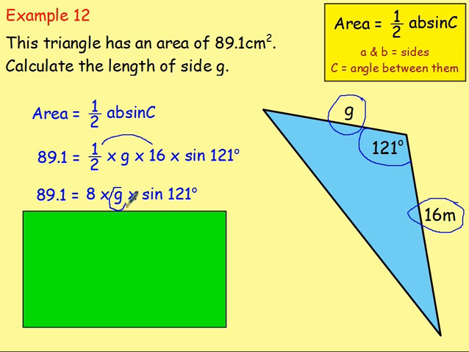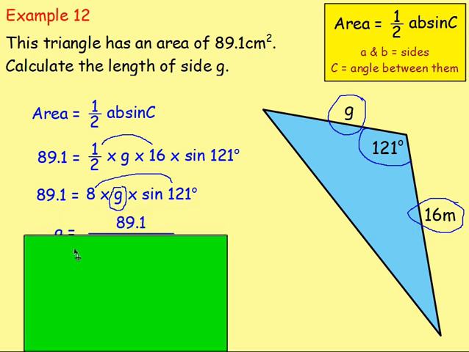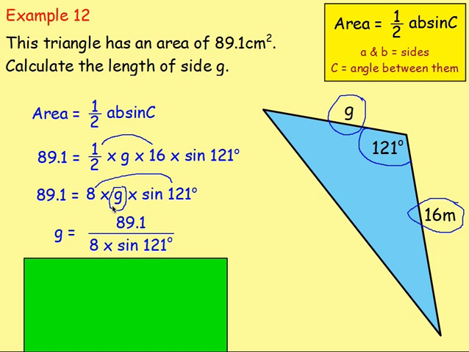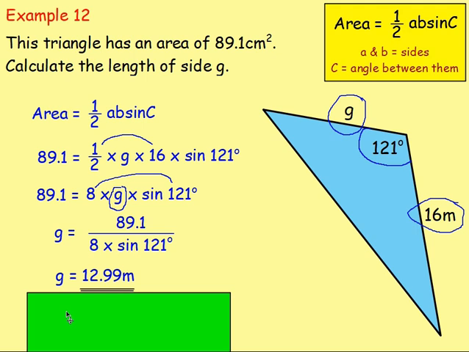I want to get G just on its own, so I need to get rid of the multiply by 8 times sine 121. And the way I get rid of times by that would be to divide by the 8 times sine 121. So both sides do that. So you get 89.1 divided by 8 times sine 121. If you stick that into your calculator, you end up with an answer of 12.99 meters.